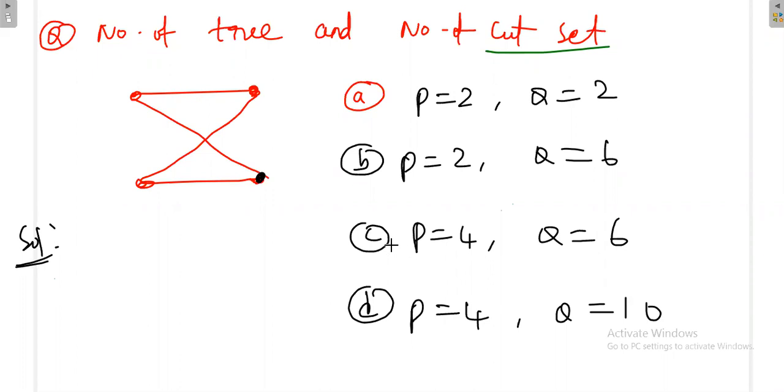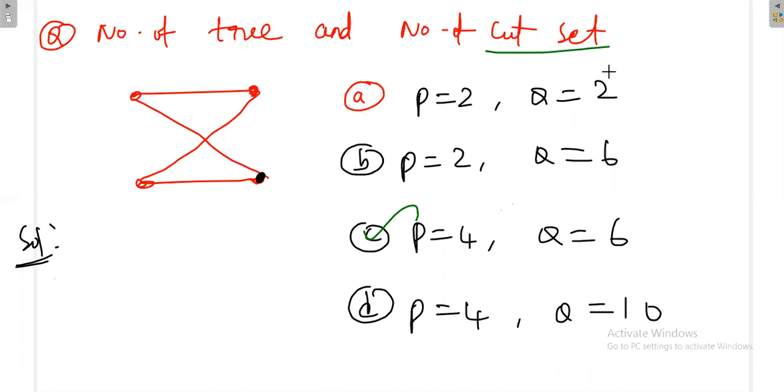Yes, sir. Number of trees 4, sir. 4. Okay, so there will be 4 trees. So that means the answer could be either C or D. Then what about the number of cut sets? Okay, in general, the number of fundamental cut sets is equal to the number of twigs, that is n minus 1, that is equal to 3. But that is not true here because they are not asking the number of fundamental cut sets. Number of fundamental cut sets could be 3, but they are asking simply the number of cut sets.